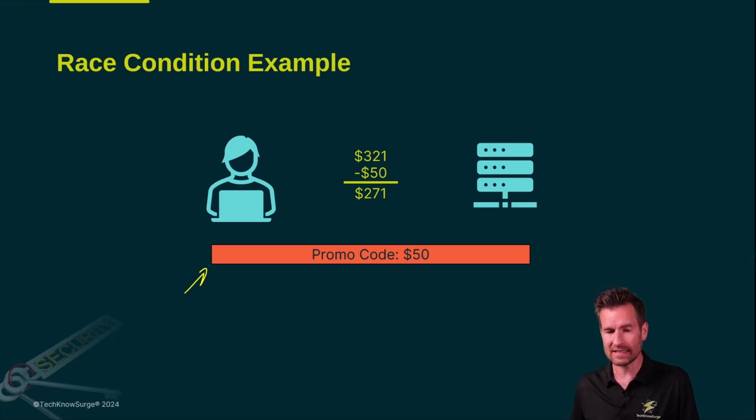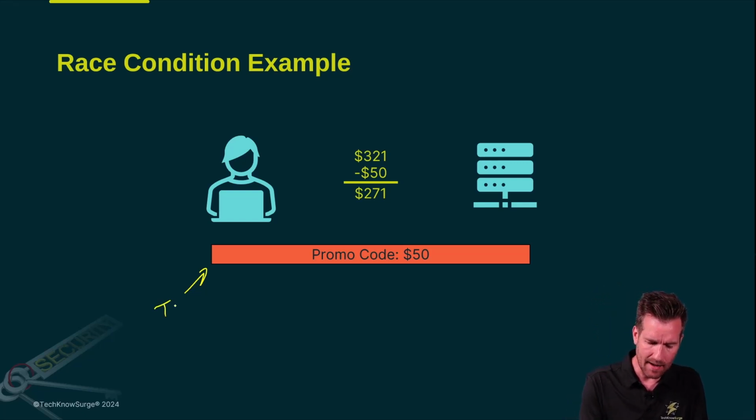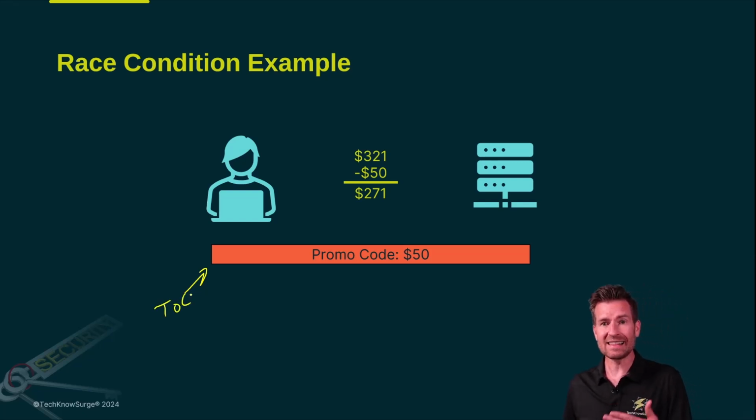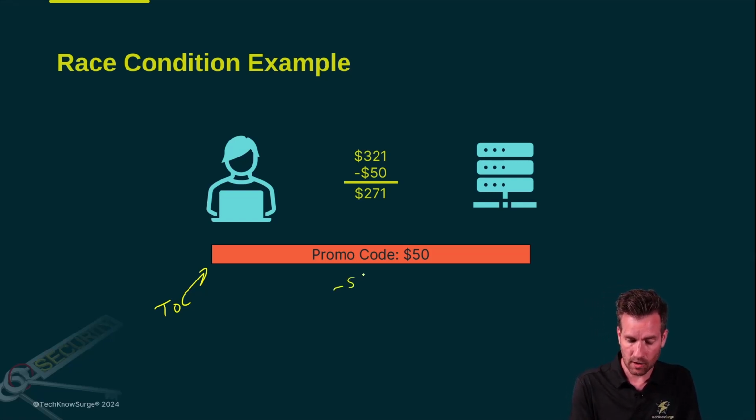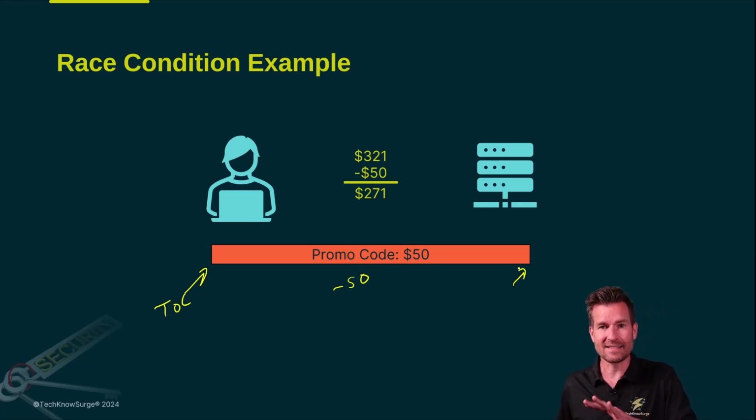Is there any other discounts? So this is the time of check right here. Is there anything being applied at this point in time? Well, it's going to say no. Well, if that's the case, then we're going to subtract $50 from this. And then after that, we're going to maybe turn a flag on saying there's now a promotional code being applied.